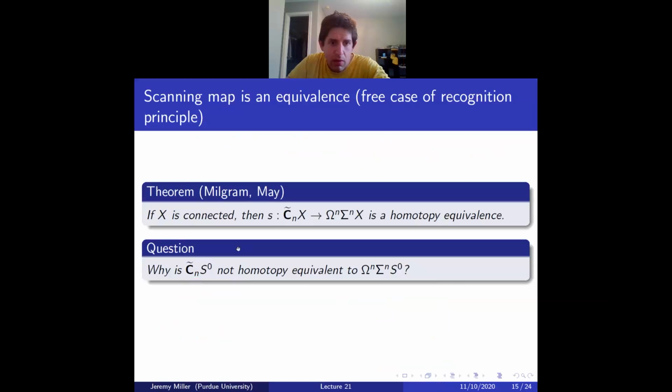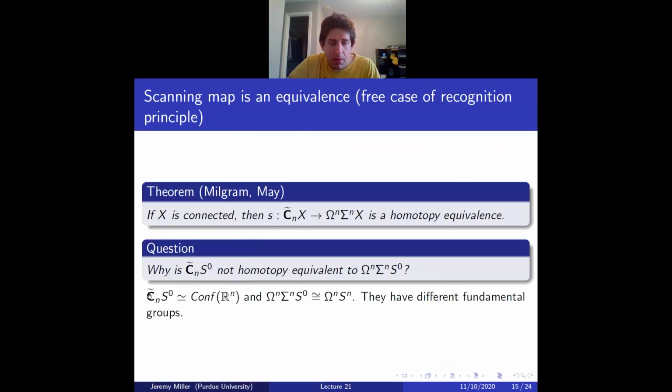So let's see, what did I write? So this space is just homotopy equivalent to the unordered configuration space. The suspending spheres just increases the number. So this is just loops n suspension n. You can check that they have different fundamental groups.